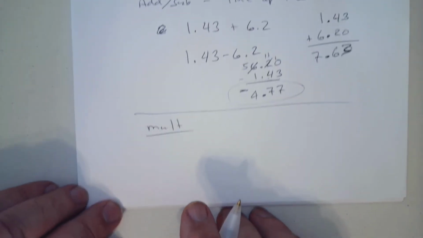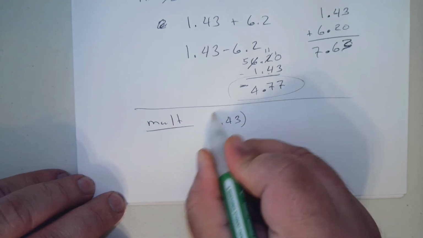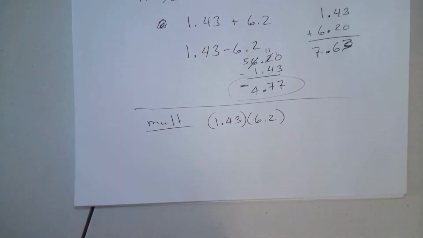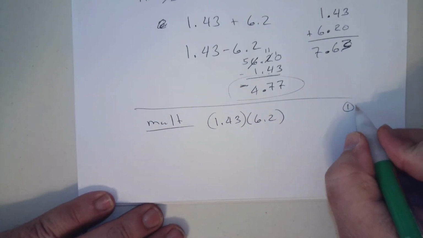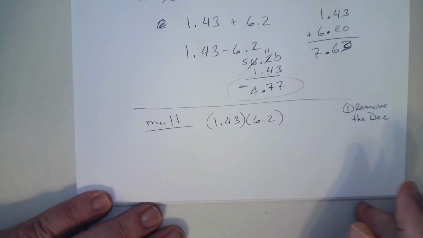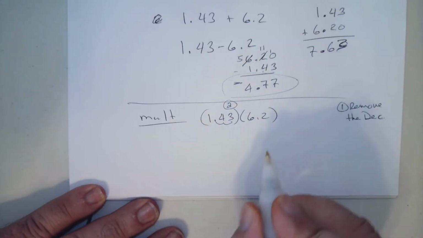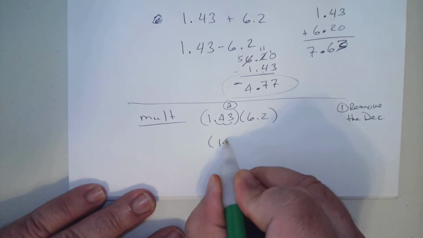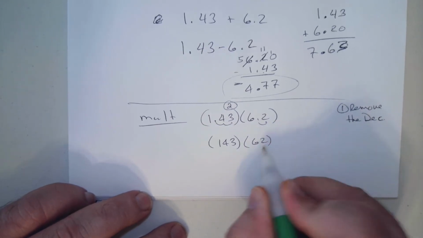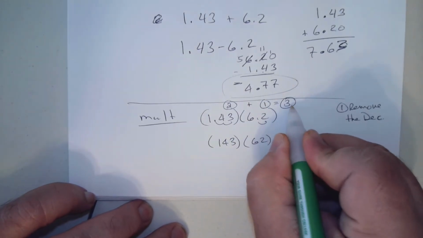Multiplying decimals. Let's look at 1.43 times 6.2. I've always found the easiest way of doing this is, first step, remove the decimals. So 1, 2, but keep track of how many spaces you moved. So that's 143 with 2 spaces gone, and 62. Because when you add these together, I have to put back 3 spaces.